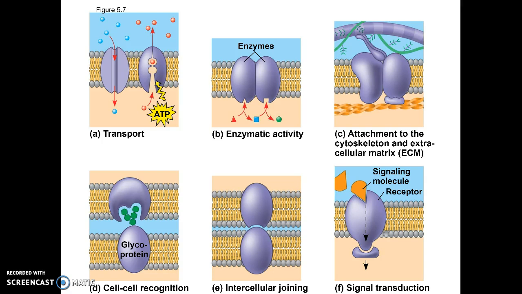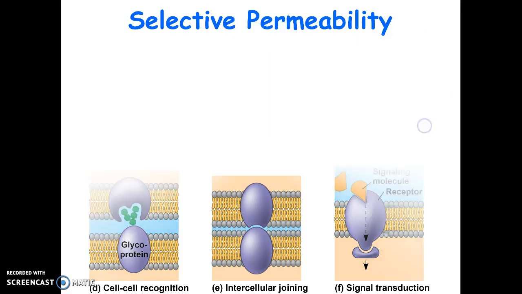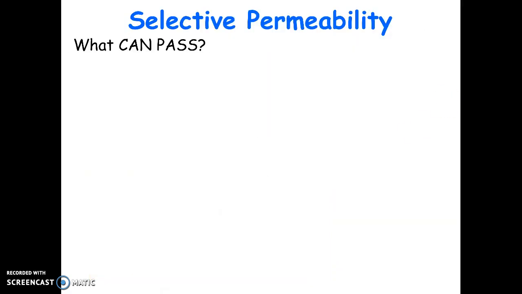So again, really the proteins are these long folded up chains, but this is how they're usually represented in the cell membrane, as simple ovals and things like that. All right, so selective permeability. What can and cannot pass through the membrane?